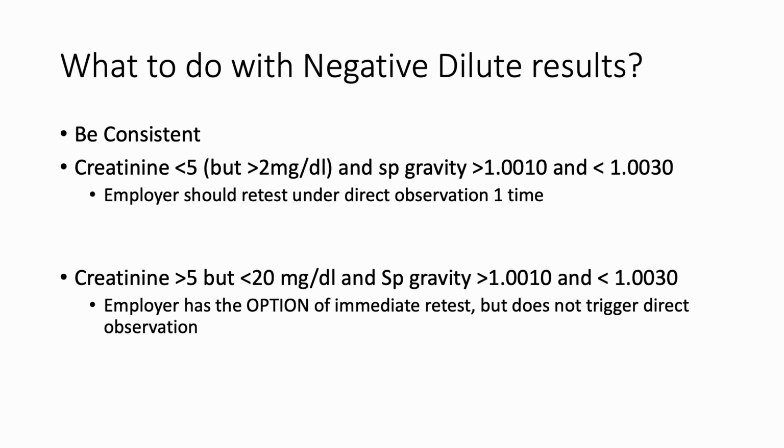So with a creatinine of less than 5 but above 2, since that's substituted, and a specific gravity within this range, the employer should retest under direct observation one time. However, if the creatinine is above 5 but less than 20 and the specific gravity within these ranges, the employer has the option of immediate retest, but does not trigger a direct observation test.